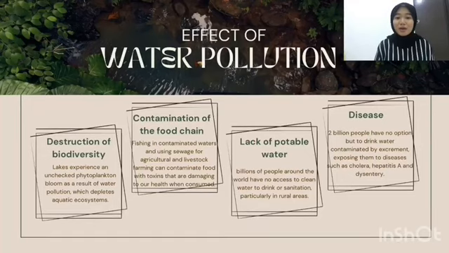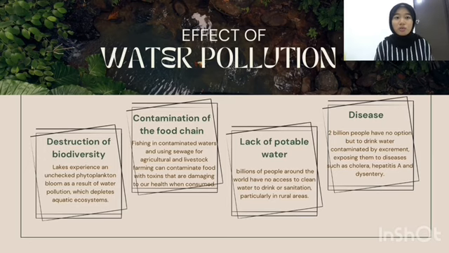My name is Mimi Nur Safia. My matrix number is 2021108871, and I will proceed with the effects of water pollution. The first one is destruction of biodiversity, where water pollution causes the lake to become overrun with phytoplankton and depletes the aquatic ecosystem. The second point is contamination of the food chain, where the use of wastewater for animal husbandry and agriculture, as well as fishing, can contaminate food and cause health problems when consumed.